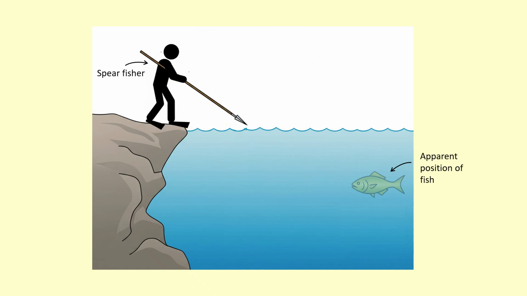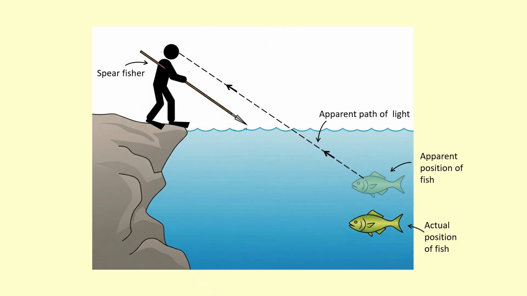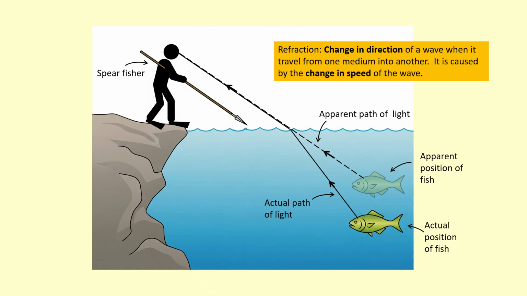Okay, so this person is spear fishing, but every time he throws the spear at the fish, he keeps missing. Why is that? Well, he thinks the fish is here, but in reality, the fish is actually here. This is because of an effect called refraction. Refraction is a change in direction of a wave when it travels from one medium to another medium.